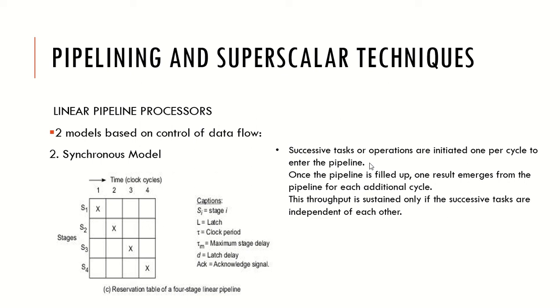This throughput is sustained only if the successive tasks are independent of each other. So you have to ensure that the instructions are parallelly executable, that the instructions are not dependent. You have to apply all the Bernstein's conditions and check whether there is a dependency. If you have a dependency, you have to resolve it and then ensure that the instructions are not dependent on each other. So if you have a dependency, you will have to stall the pipeline successively. That will be reflected in the reservation table also. So this is in the case of the reservation table of the synchronous model of a linear pipeline processor.